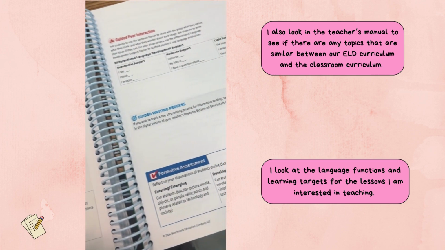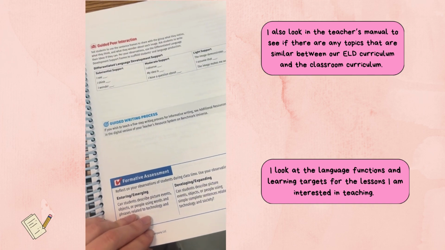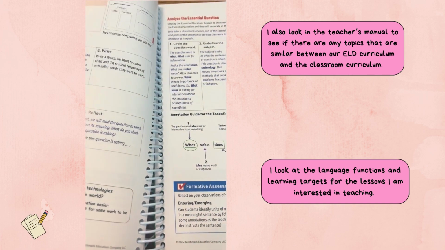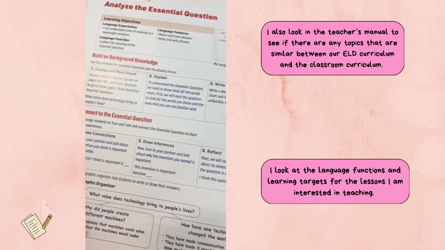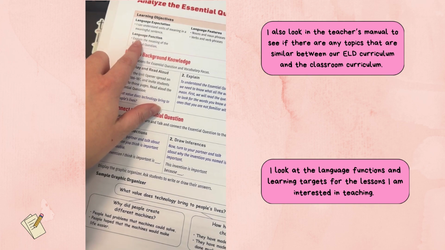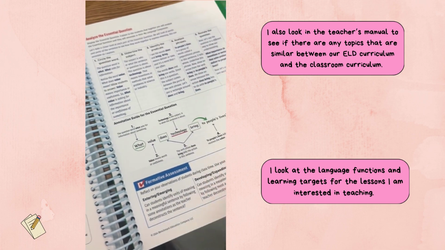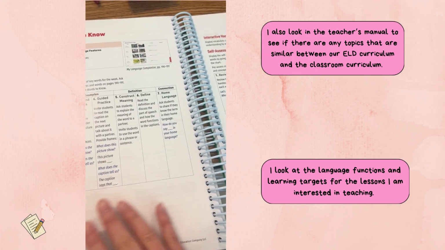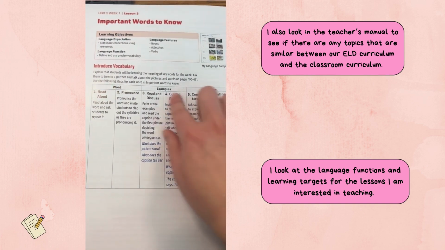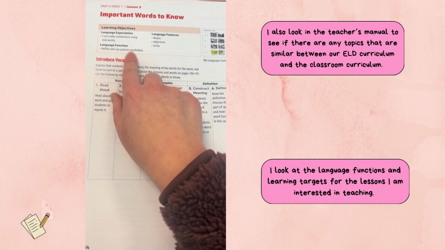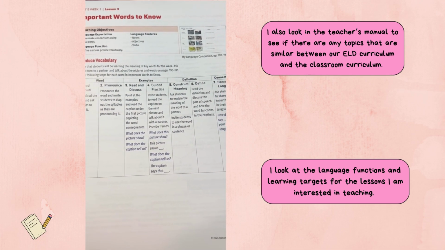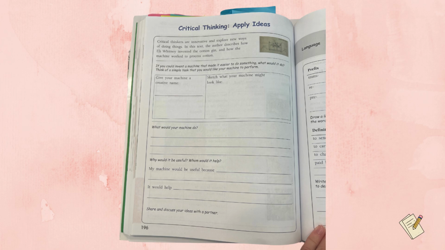Once I have an idea of which lessons I might teach, I look at the learning objectives and language functions in those lessons and the teacher suggestions in the teacher manual. I create my learning targets using these too, so that's why it's helpful to look at them and see what they have planned for in the teacher manual. It also helps me see if there are similarities between the curriculum they use in the classroom and the one we use for ELD. For example, if one of my groups of students needs more support with critical thinking, I might decide to teach this lesson.